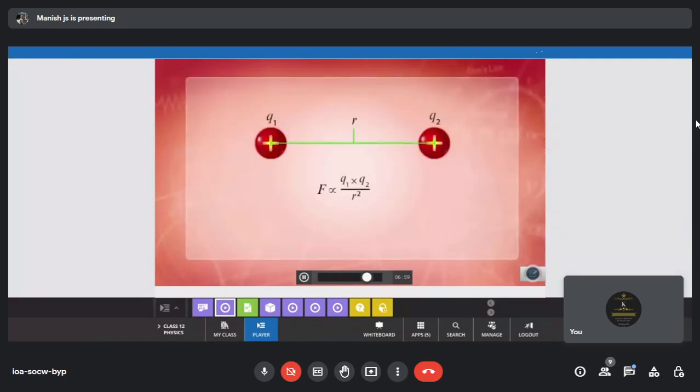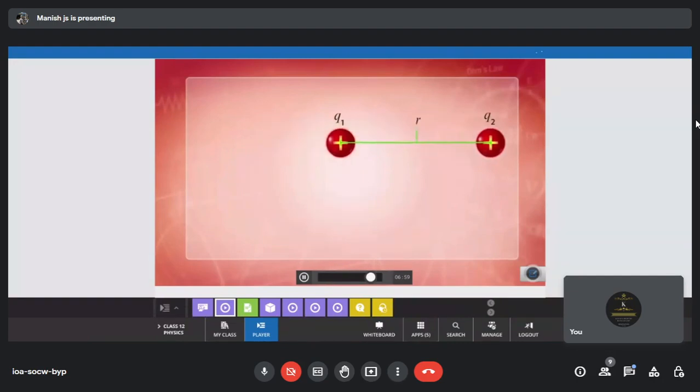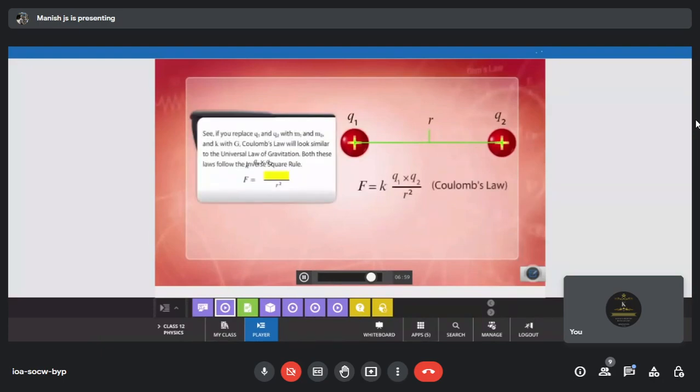We can write the relation as F is equal to the product of some constant, say K, into Q1 Q2 upon R square. This equation is known as Coulomb's law. Here K is the proportionality constant, known as electrostatic force constant, sometimes also called Coulomb's constant. If you replace Q1 and Q2 with M1 and M2 and K with G, Coulomb's law will look similar to the universal law of gravitation. Both these laws follow the inverse square rule.